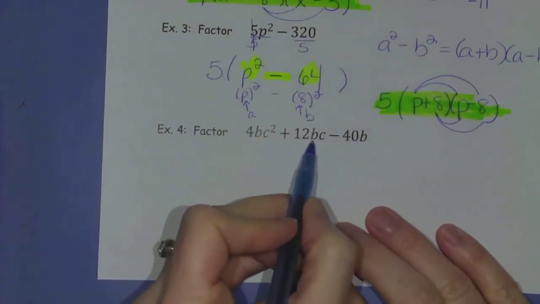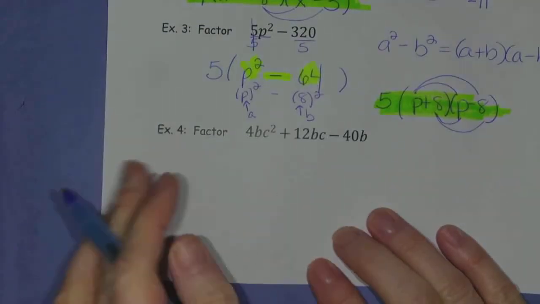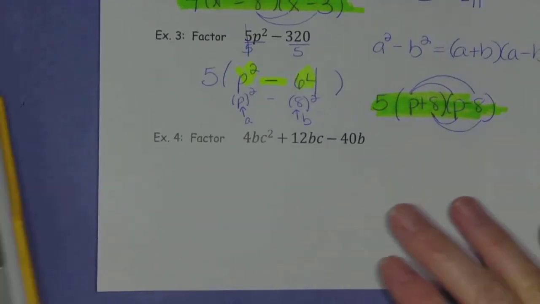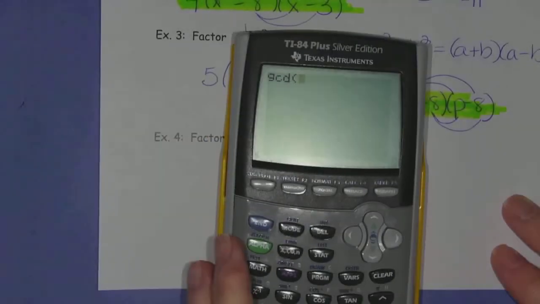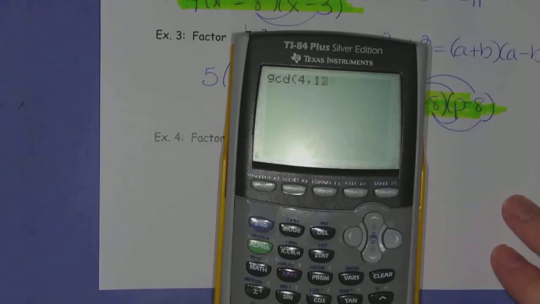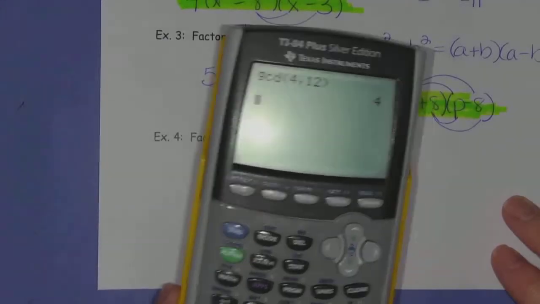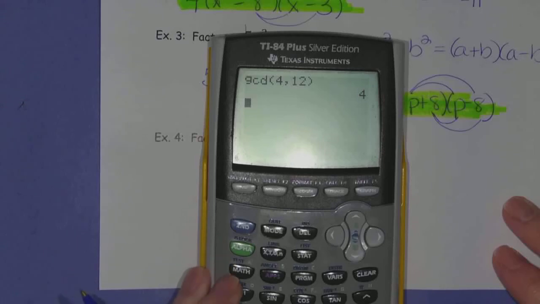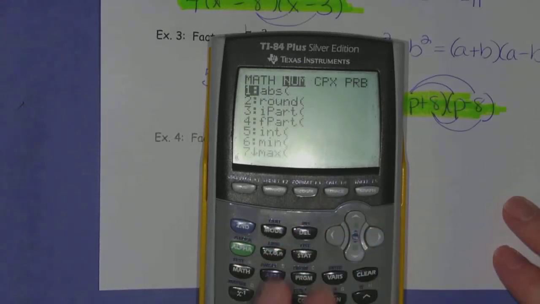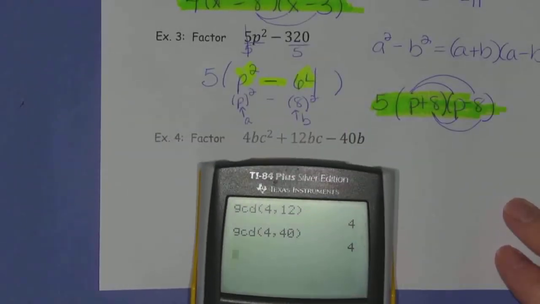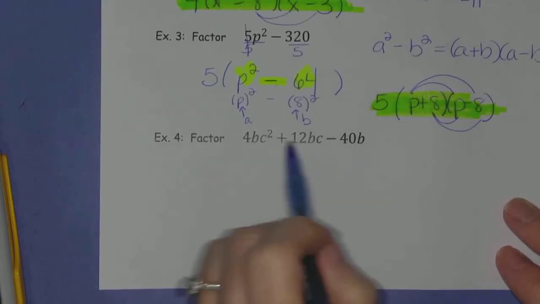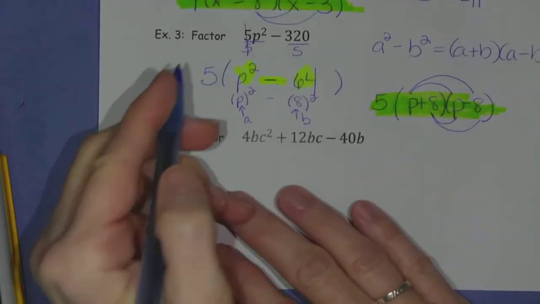4bc squared plus 12bc minus 40b. Okay, let's try a GCF first. So we'll do math num 9. What are our first two coefficients? 4 and 12. And I think that's going to be a 4. Yep. And then a 4 and a 40. I think that's going to be 4 as well. Yep, 4. So the largest factor of any of these terms that is similar is 4.